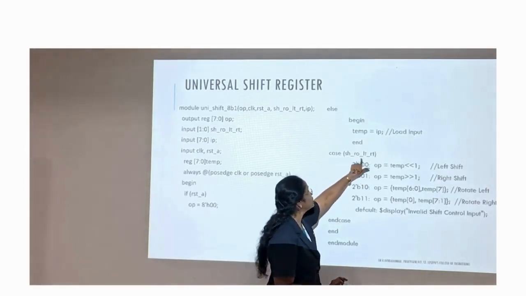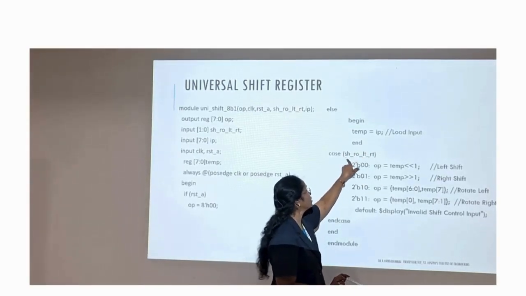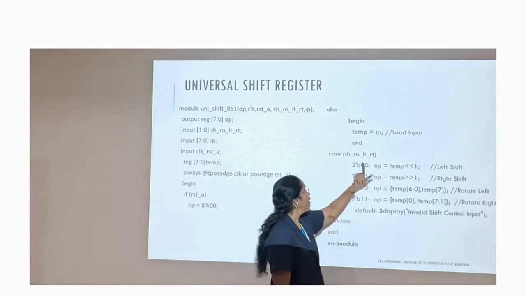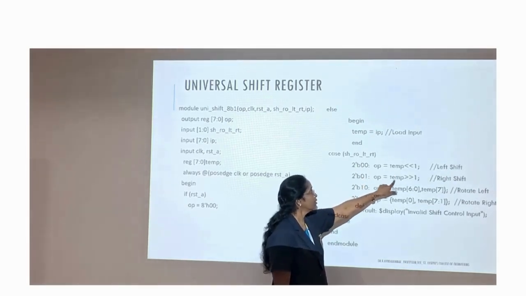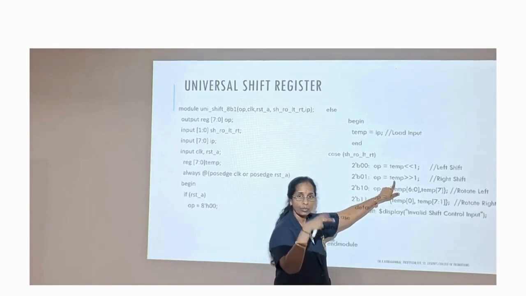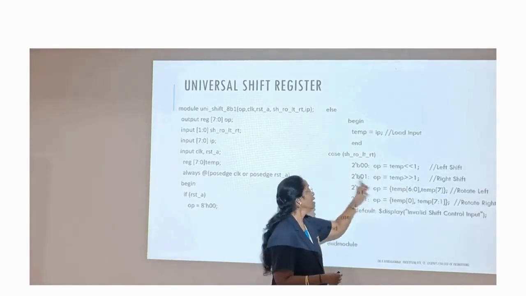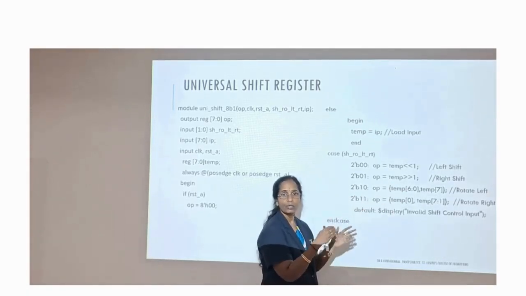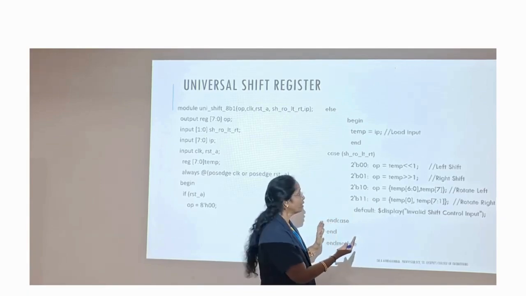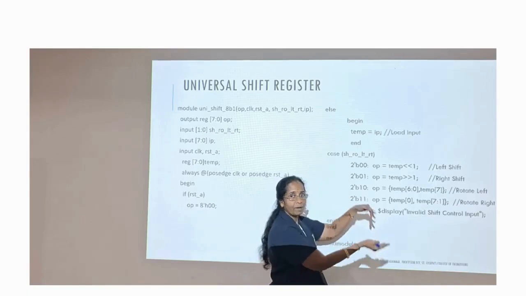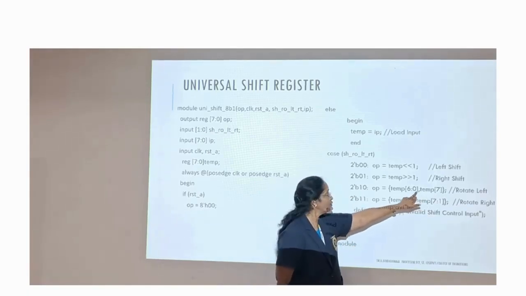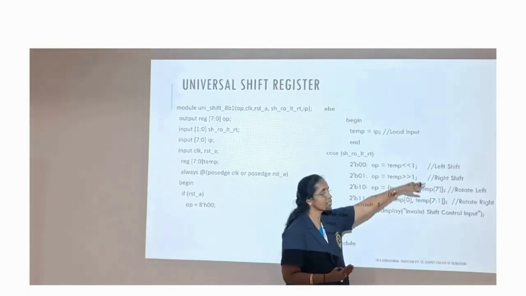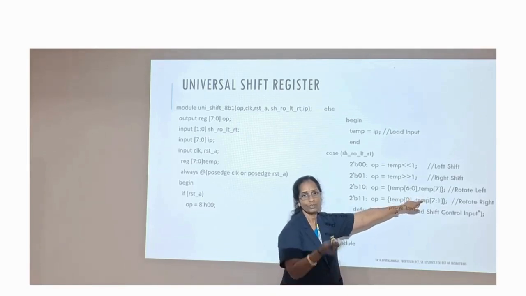When this case value, this shift right, is 0, 0, I need to do one left shift. When the value is 0, 1, the input which I have stored in the temporary variable will be shifted right. If it is 1, 0, that is known as rotate left. When you do a rotate left, the MSB bit will be wrapped around to your LSB bit. Therefore, bits 0 to 6 move to the higher positions and the MSB bit wraps around and comes to the 0th position.